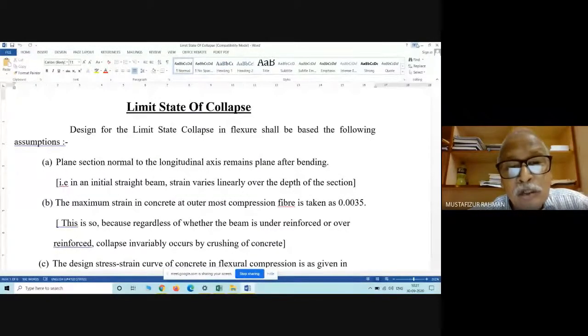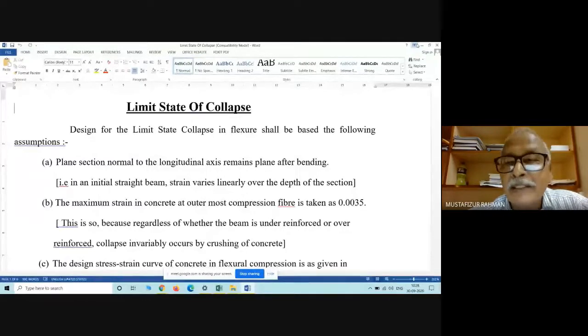So the plane section normal to the longitudinal axis remains plane after bending. In brackets I am writing: in an initially straight beam, the strain varies linearly over the depth of the section. Strain, we know, is the rate of change of deformation. If the strain is longitudinal, then it is longitudinal deformation divided by the original length. The original length remains the same, so if deformation changes, strain changes.